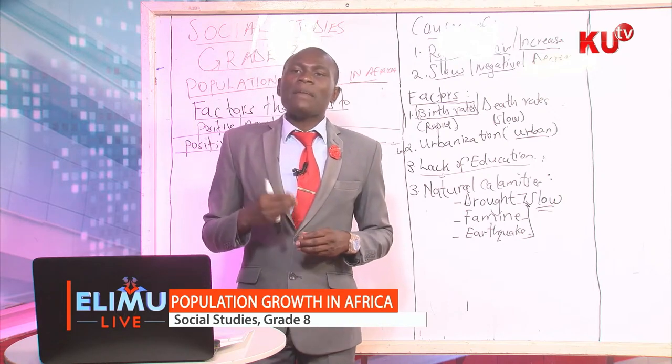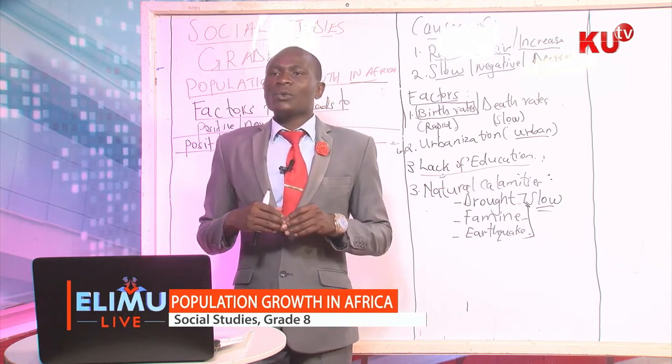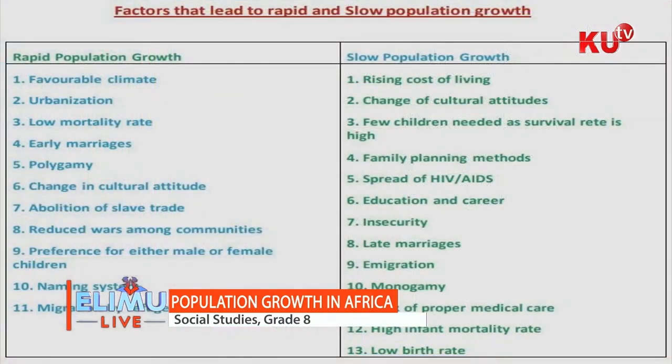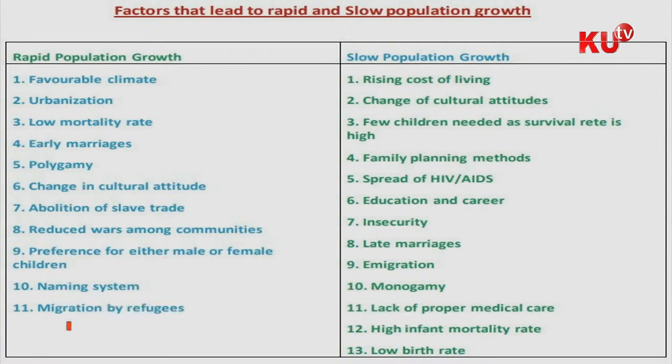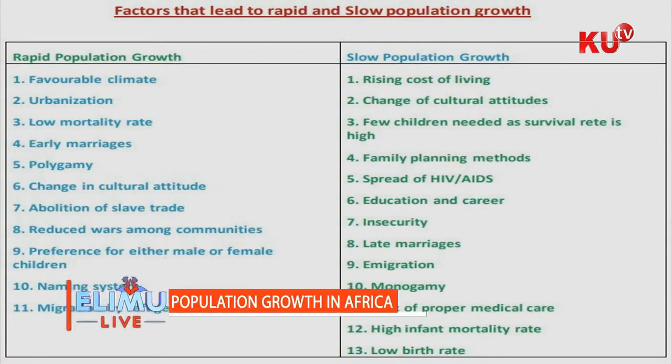Then also, family planning. Family planning is a control measure of having a certain number of children up to this time. So family planning will lead to slow population growth. Also, the spread of HIV and AIDS will still lead to slow population growth. When many people have contracted HIV and AIDS, due to its effect and its consequences, many people will not be able to mingle with people with HIV and AIDS, leading to slow population growth.